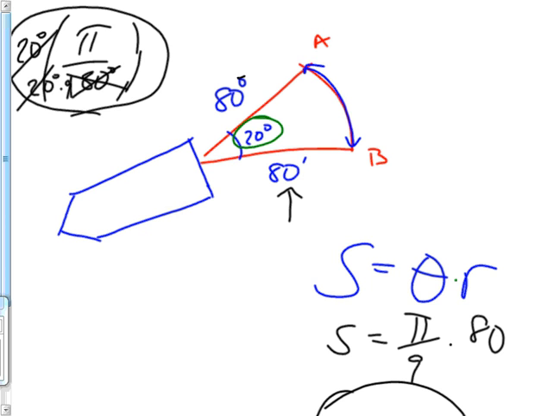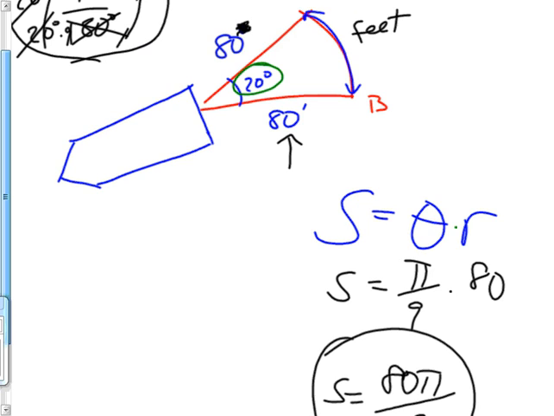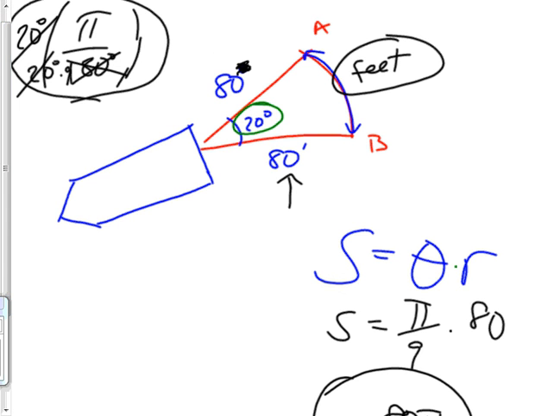Oh, I had a degree symbol there. That was not good. That was supposed to be a feet symbol. Anyway, so this is in feet. And I don't know exactly what 80 times 3.14 divided by 9 is, but that's how many feet it is. Okay. Question? Go ahead. All right. So that was a question about sectors and angles. S equals theta r is what we used.